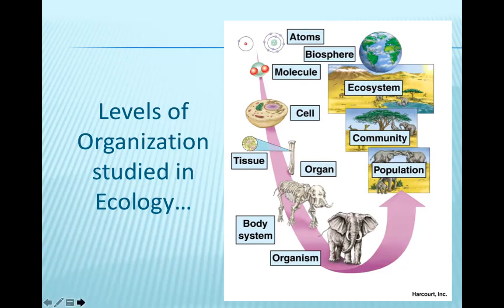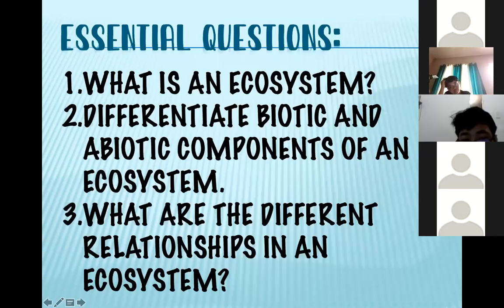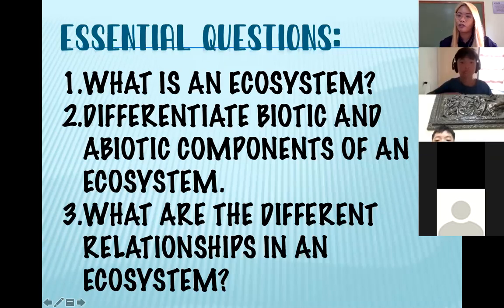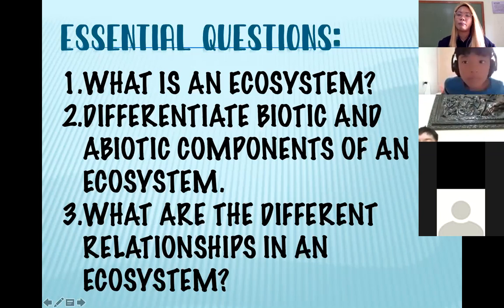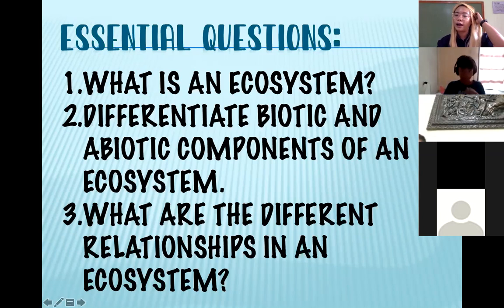And before we start with the actual lesson, I will be giving you the essential questions, or the questions that you should be able to answer at the end of our lesson. So the first essential question is, what is an ecosystem? So you can define what an ecosystem is and what makes it different from a community or population. The second essential question is, of course, we have to identify and differentiate what is a biotic component and what is an abiotic component.